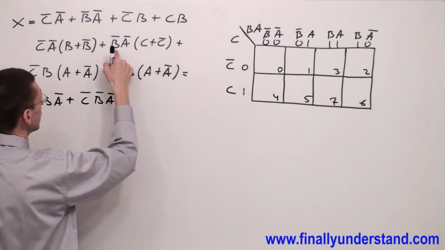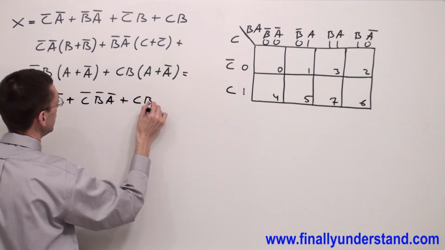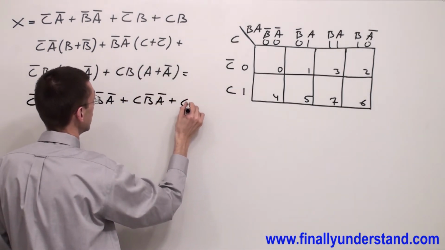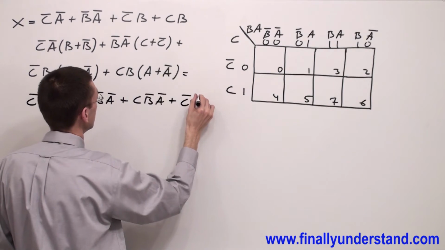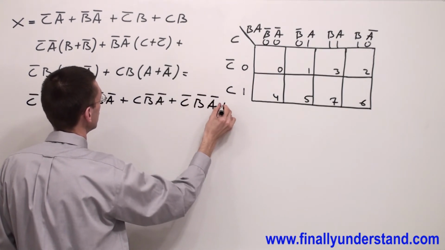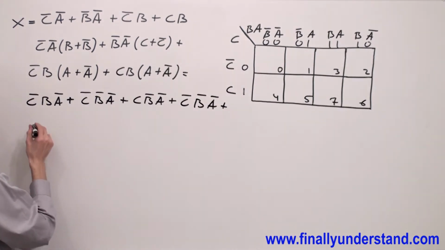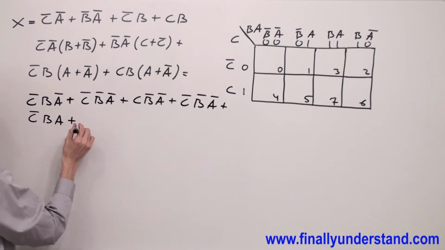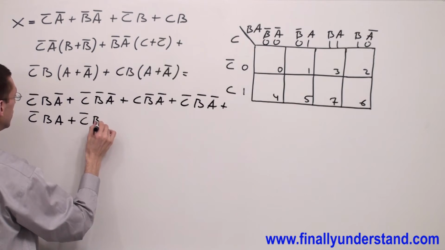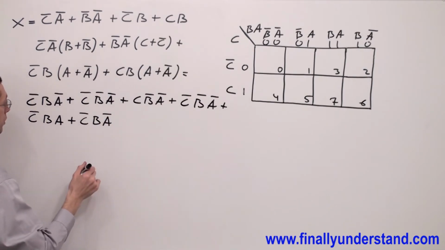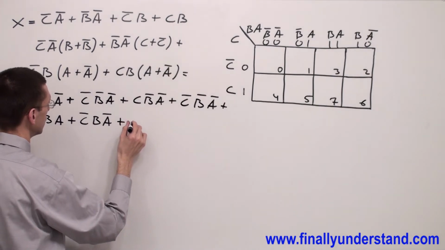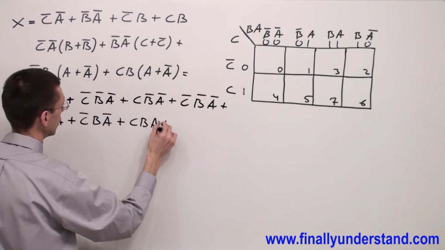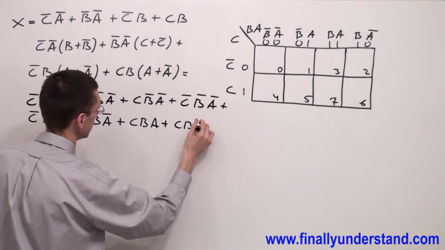Or this one, I'm going to have C B not A not, and I'm going to have C not B not A not, or C not B A, or C not B A not, or C B A, or C B A not.